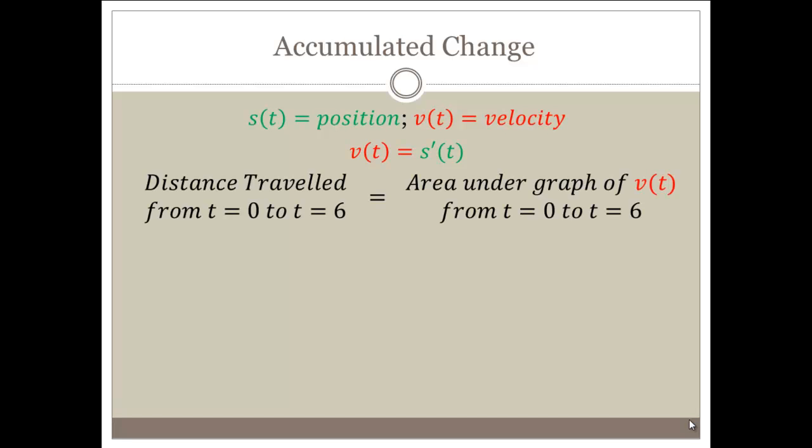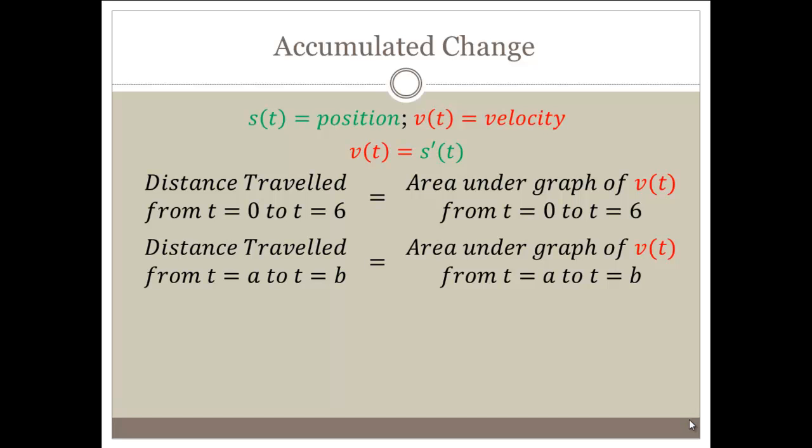Let's summarize what we just found. If s of t is our position and v of t is our velocity, then we know that v of t is the derivative of s of t. What we just found was that the distance traveled from t equals 0 to t equals 6 is given by the area under the curve of v of t from t equals 0 to t equals 6.